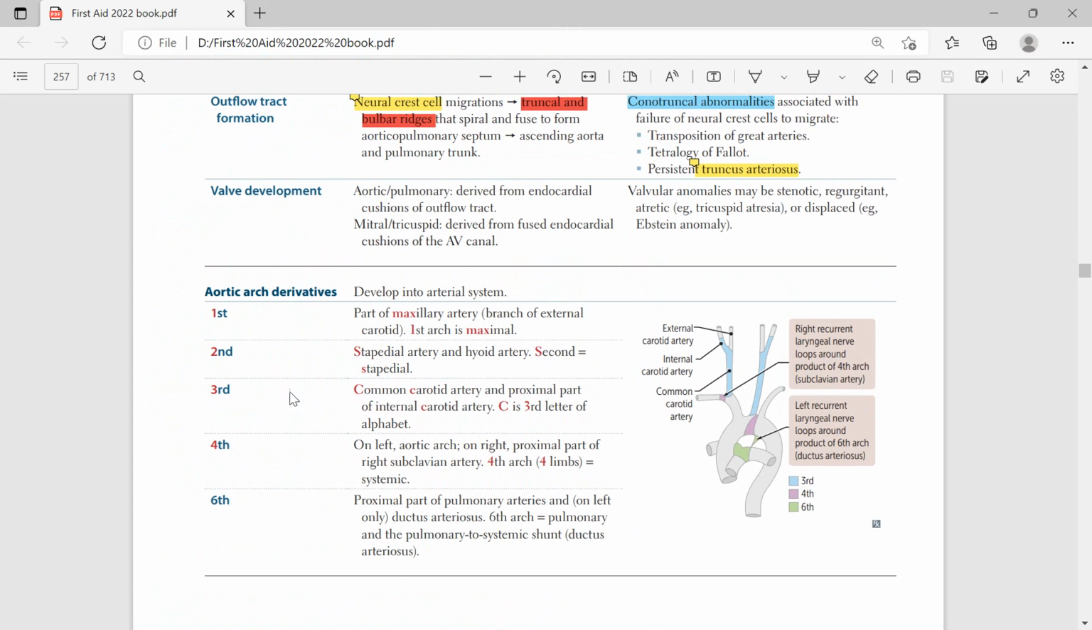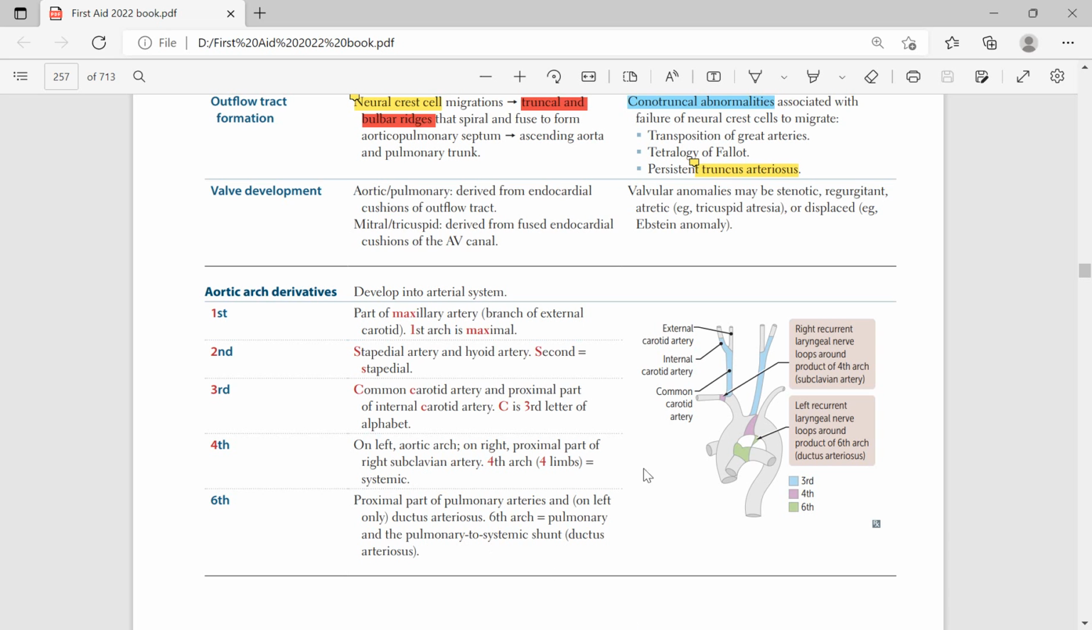Then the third aortic arch derivatives. Third aortic arch, here in blue color: common carotid artery and proximal part of the internal carotid artery. We know the stapedial artery comes from the internal carotid artery, but from the distal portion. The common carotid and proximal internal carotid come from the third aortic arch.